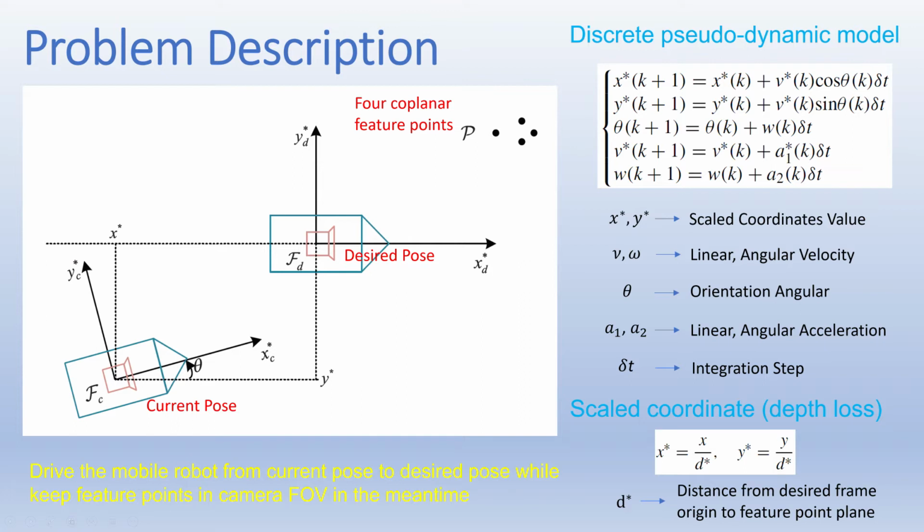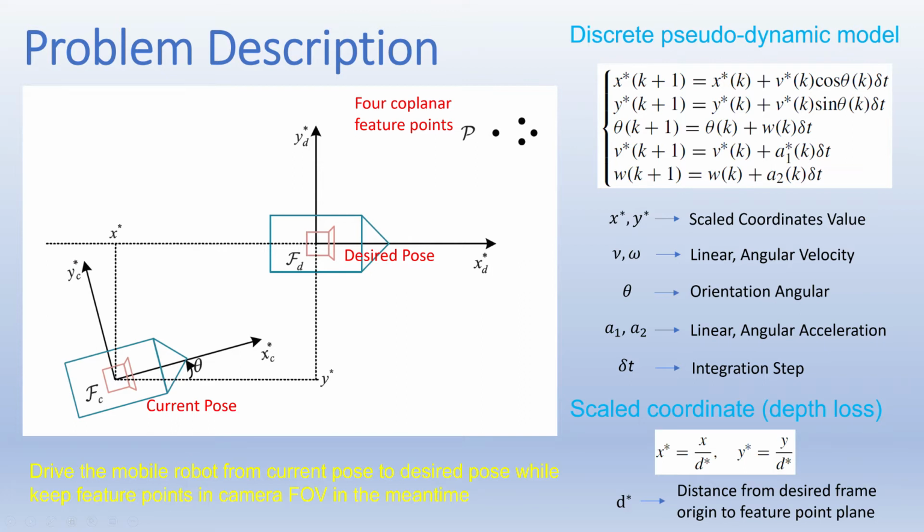And there are also some parameters that we can figure out the physical meanings of, like x and y are the scalar coordinate values for the mobile robot, and v and omega, also known as the linear and angular velocity, theta as the orientation angle, and a1 and a2 are the linear and angular accelerations. Delta t is also known as the integration step, which you can also regard as the interval time.